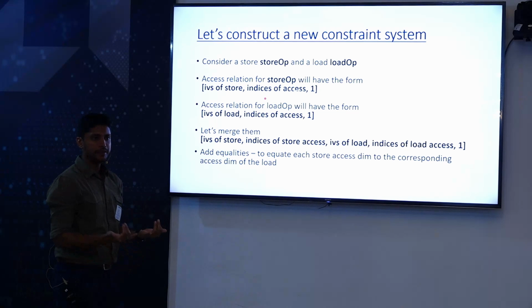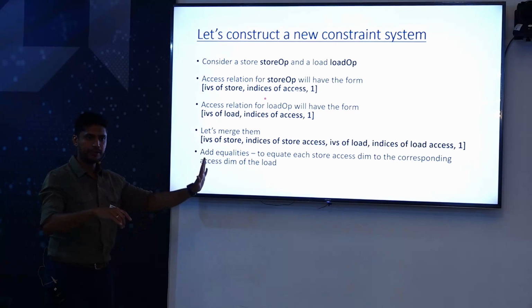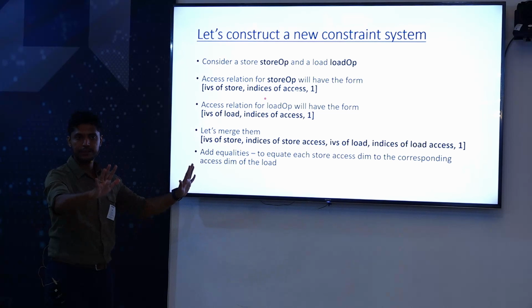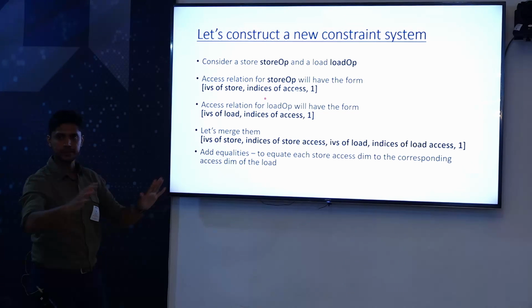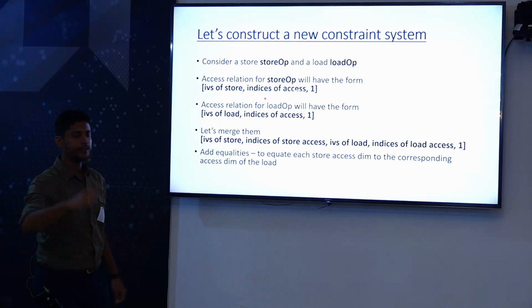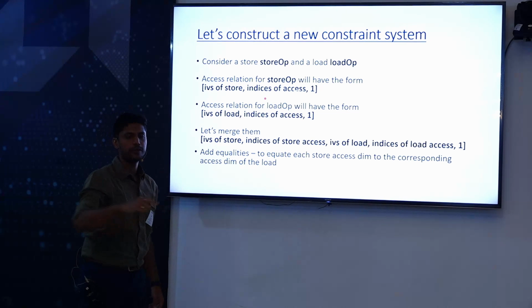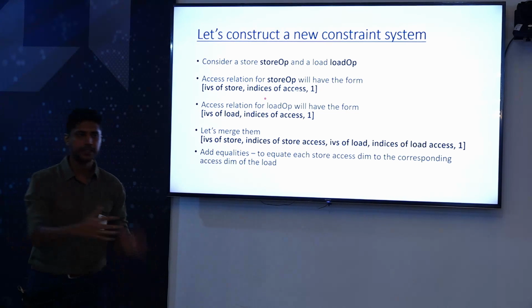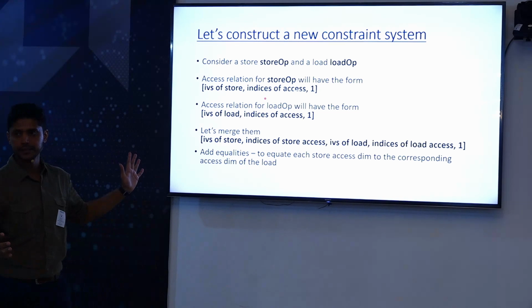Which means the dimensionality of the memref is the same. The M's will be the same number. The M1 will be here, so M1 dash will be here. M2 will be here, M2 dash will be here. The same dimensionalities will be there. And now I'm going to equate them. M1 equal to M1 dash. M2 equal to M2 dash. M3 equal to M3 dash. I can go on for each dimension.